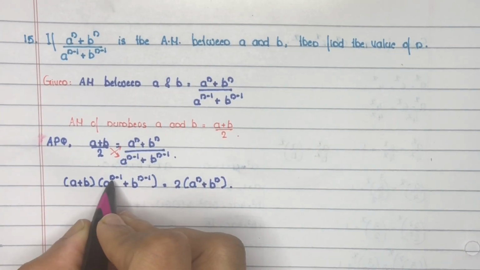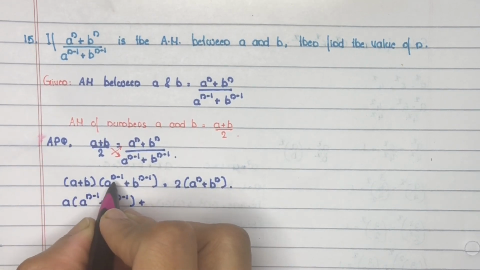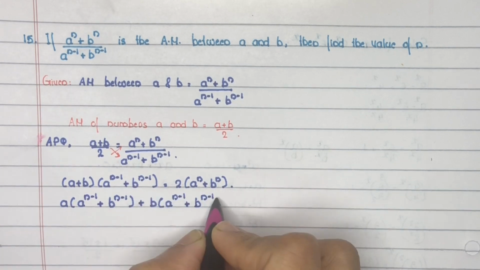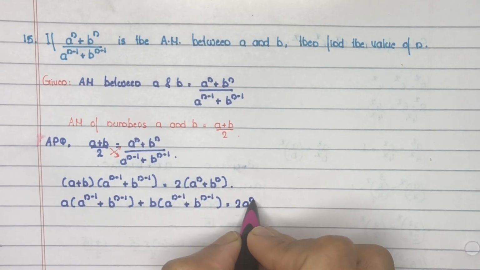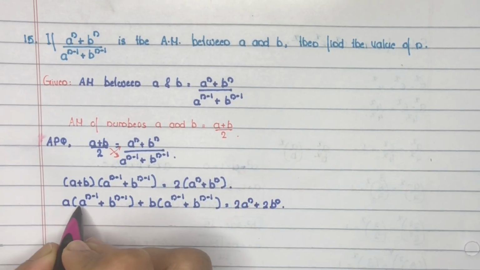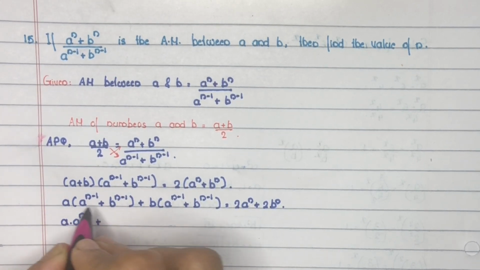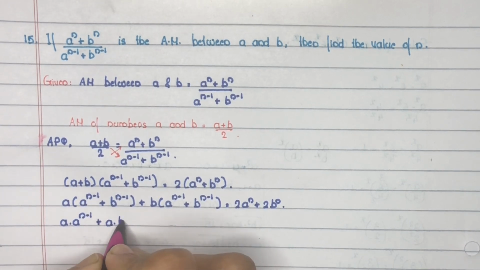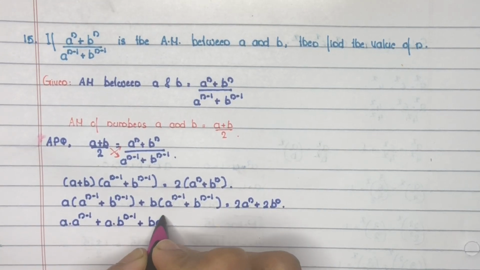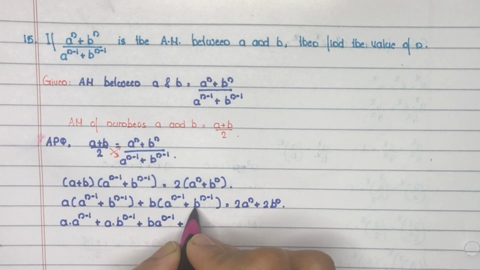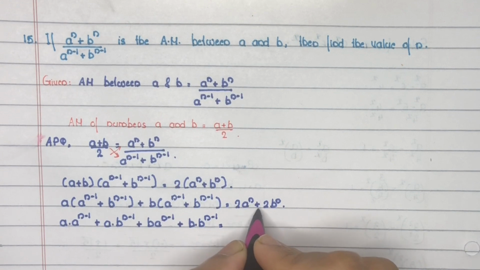This a into (a^(n-1) + b^(n-1)) plus b into (a^(n-1) + b^(n-1)) equal to 2a^n + 2b^n. That is, a into a^(n-1), plus a into b^(n-1), plus b into a^(n-1), plus b into b^(n-1), equal to 2a^n + 2b^n.